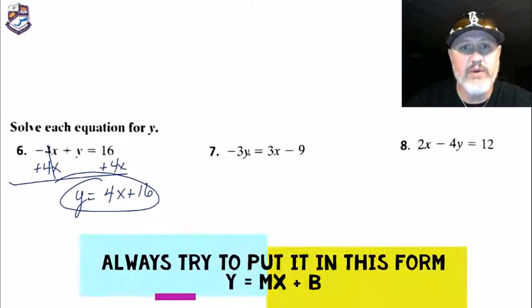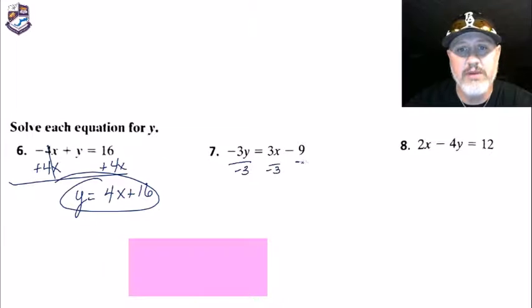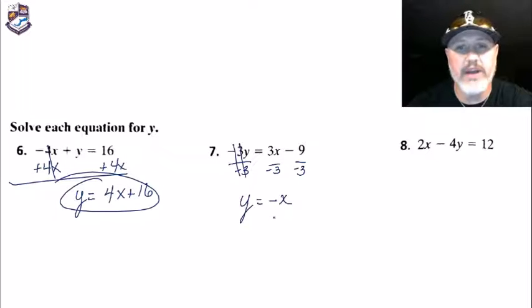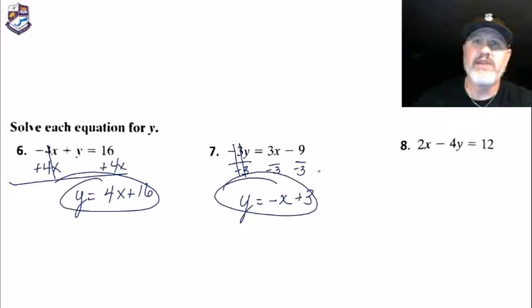Okay, next one. How do I get y all by itself? All I have to do is divide each term by -3. And watch, the negatives and the 3's cancel, and I get y equals -x or -1x. It's the same thing. But here, a negative divided by a negative is a +3. So don't forget about that +3.